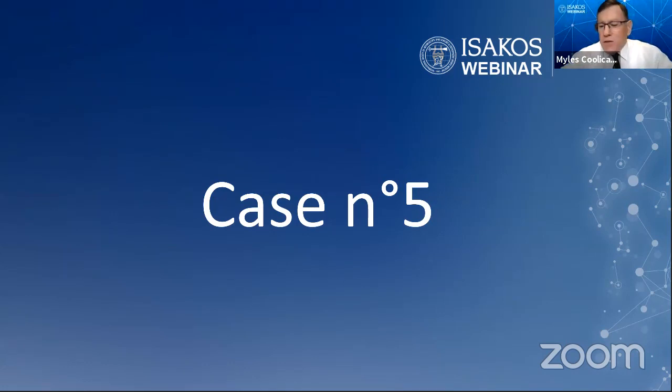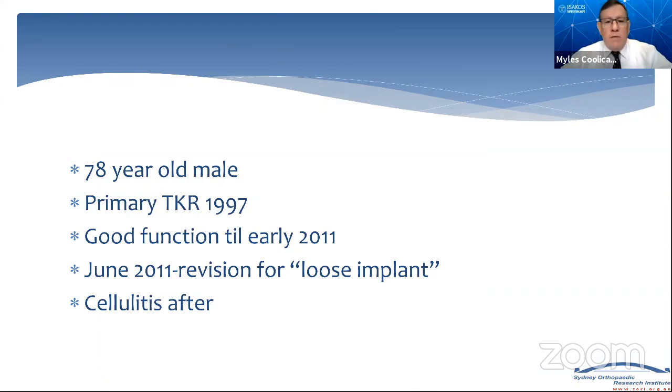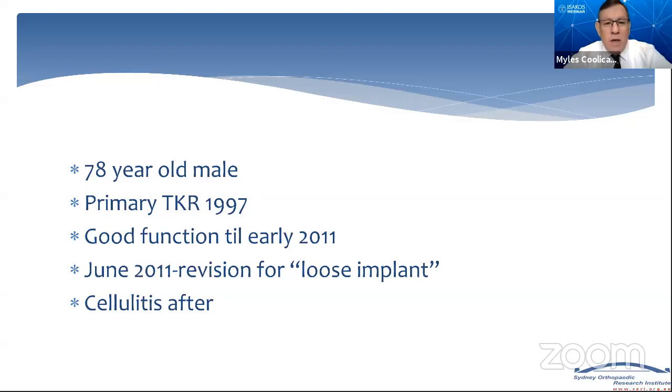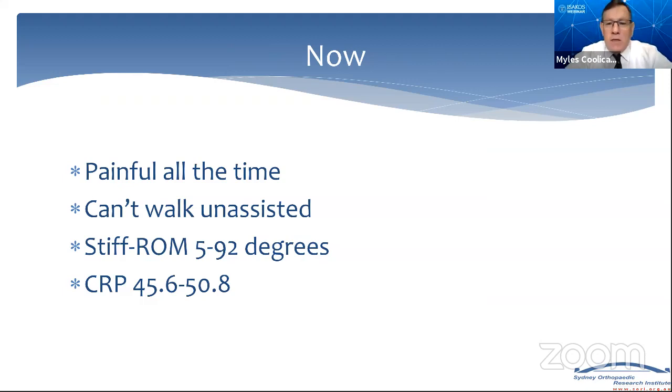Okay, thank you, Sebastian. This is a patient whose care I took over, a 78-year-old male who had a primary total knee in 1997 and was really quite well until June 2011, when he had a revision for a loose implant. Afterwards he had cellulitis and a painful knee, and he came to see me. I then took over his care. That was his leg, and here are his imaging studies. He's having trouble walking, he can't walk unassisted, he's got poor range of motion, and he's got an elevated CRP of somewhere between 45 and 50.